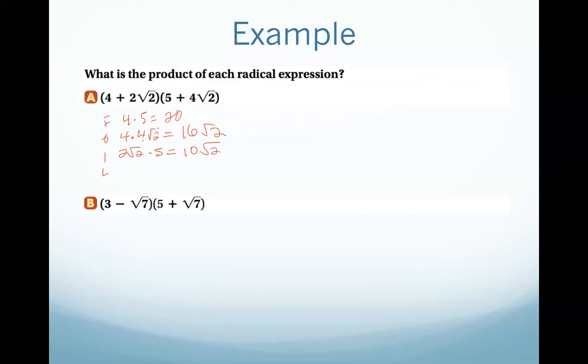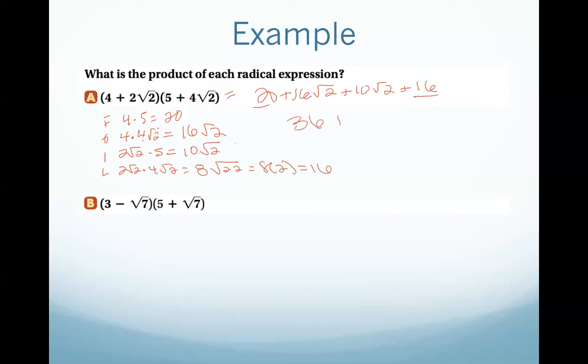And then we have 2 root 2 times 4 root 2. That gives me 8 times the square root of 2 times 2, which is really 8 times 2, which is 16. So if we combine all of those, we get 20 plus 16 root 2 plus 10 root 2 plus 16. Now I can combine like terms. 20 and 16 is 36. And then I have also like radicals, so that's 26 times the square root of 2.